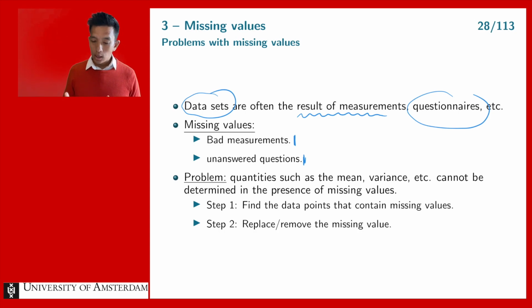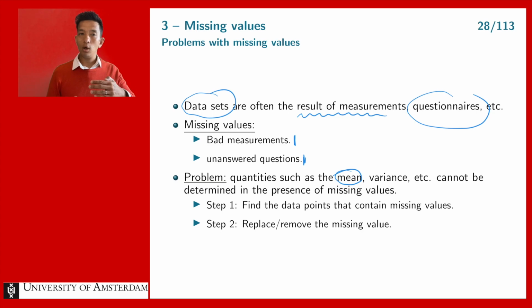Very often, if you start calculating, for example, a very simple mean of your data set, say you have measurements of the length of a group of persons and you want to calculate the average length, or you have grades of students and you want to calculate the average grade. If there are missing values, you cannot calculate this average or this mean. The same holds for, for example, the variance or other statistical quantities.